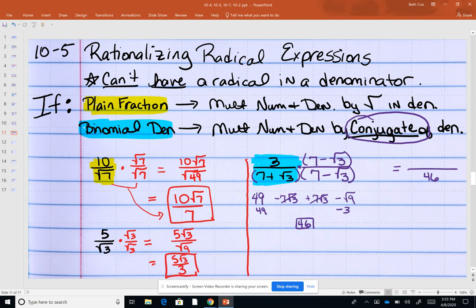That's the whole point: you can't have a radical in the denominator. So for the denominator, I multiply by the conjugate, and I get a whole number. What do you do with the numerator? On this one, we're just going to distribute. That's going to give me a 21, and then I'm going to get minus 3 square roots of 3. And that is my answer. Let's try another one.